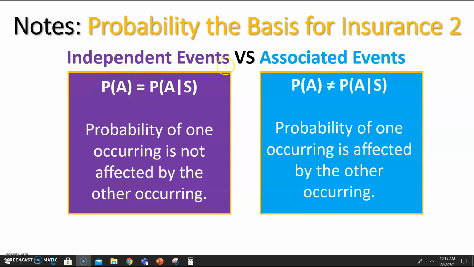We would say that the two events are independent, that my age does not affect the likelihood that I get into an accident. However, if the probability of a given event is not equal to the probability of an event given a specific situation, that means the probability of one occurring is affected by the other occurring. And we would say the events are in fact associated. For example, in our previous one, given being under 25, if it does not equal the same as the probability of the thing happening by itself, then we say that the one affects the other.